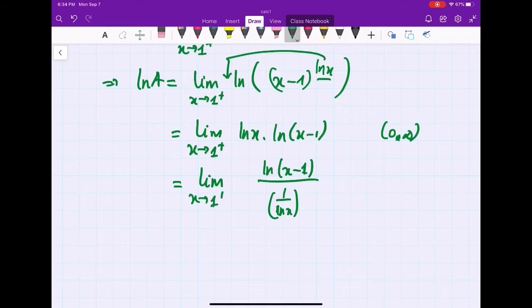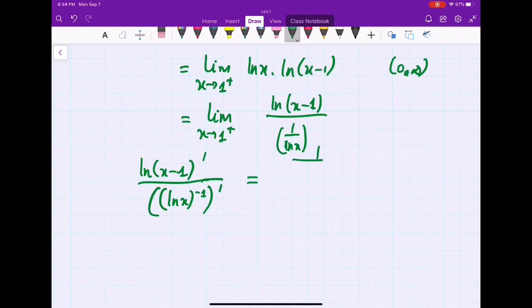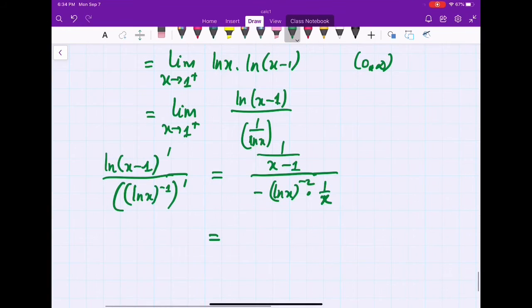As x approaches 1 plus, let me differentiate the top and the bottom. I have the derivative of ln of x minus 1, which is 1 over x minus 1, divided by the derivative of ln of x to the negative 1, which is negative ln of x to the negative 2 times 1 over x, by the chain rule. Is it correct? So this is x over x minus 1 with the negative, ln of x to negative 2.